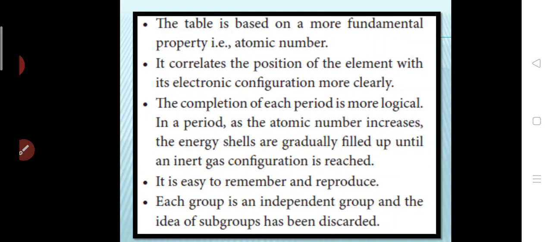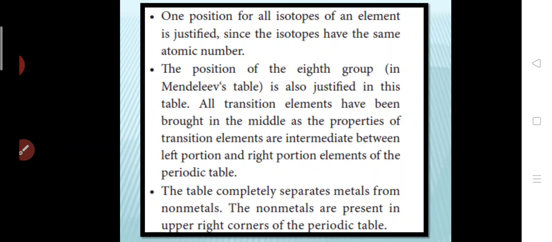Each group is an independent group, and the idea of subgroups has been discarded. If you see Mendeleev's periodic table, it has subgroups, but here every group is independent. One position for all the isotopes of an element is justified since isotopes have the same atomic number. In Mendeleev's periodic table, there was no position for isotopes at all. Here, a position for isotopes is in the same periodic table itself, because isotopes have the same atomic number. The position of the 8th group is also justified in the table.